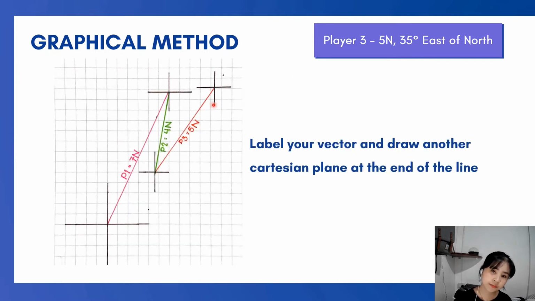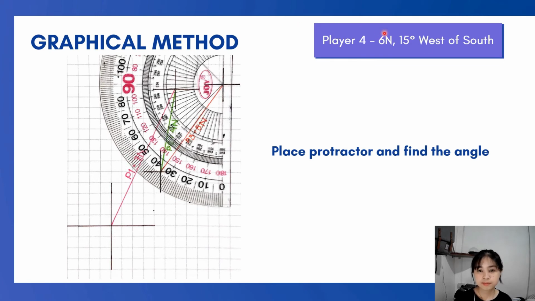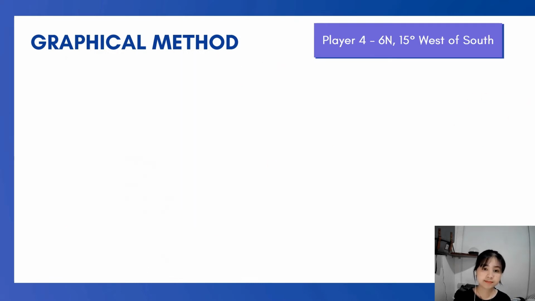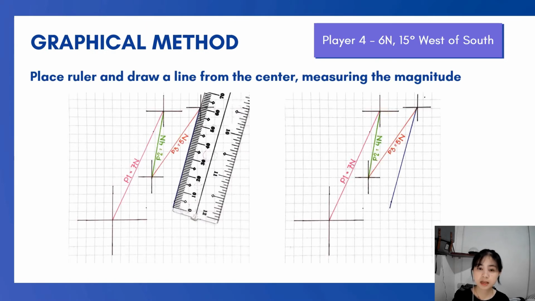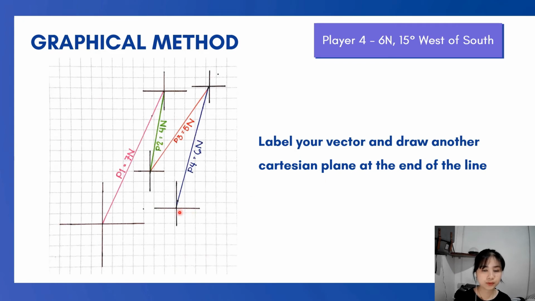Right at the point of our third vector, we just draw another Cartesian plane and repeat. Then for player 4, we plot out where 15 degrees west of south is using a protractor, which is right over here. And once we plotted out where it is, we draw a line that's 6 centimeters long, like this one. And here we have our fourth vector. We just draw another Cartesian plane again.